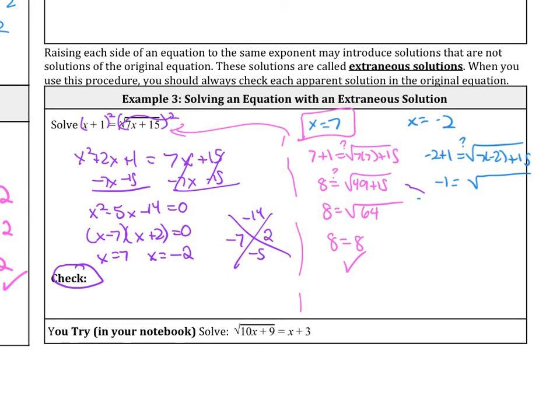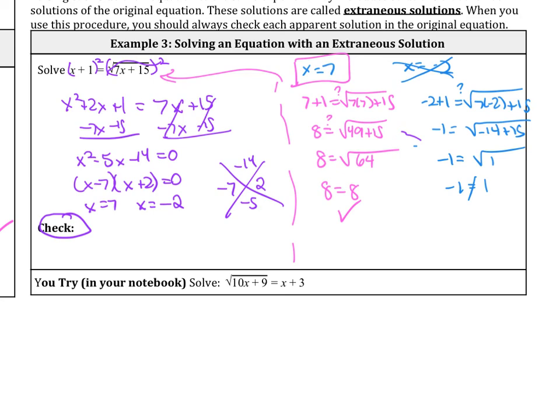So 7 times negative 2 is negative 14, plus 15. So negative 14 plus 15 is a positive 1. And so the square root of 1 is a positive 1. And so negative 1 certainly does not equal 1. So therefore, negative 2 is an extraneous solution. So our only solution here is x equals 7.